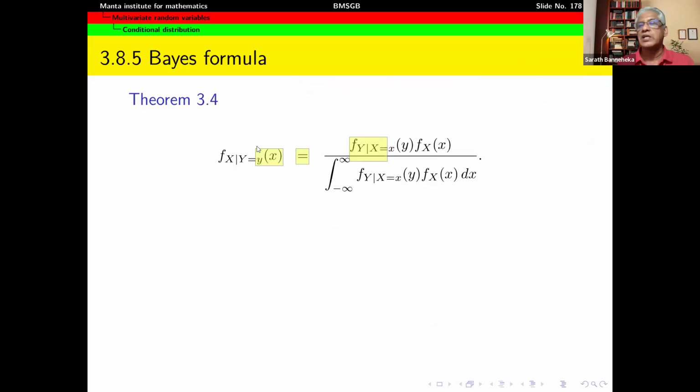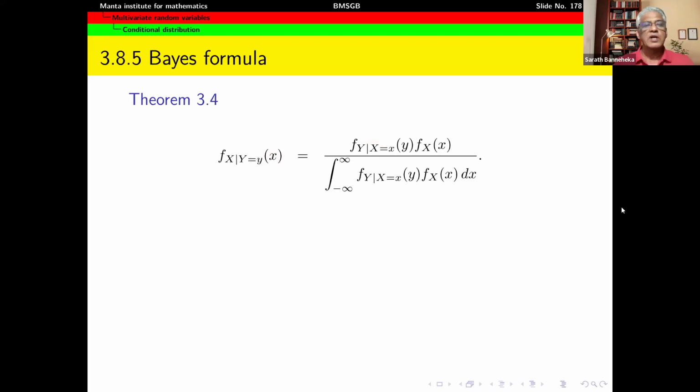If you want to get the conditional distribution of one variable, say x given y, you can get that using the conditional density function of y given x and the marginal density of x.